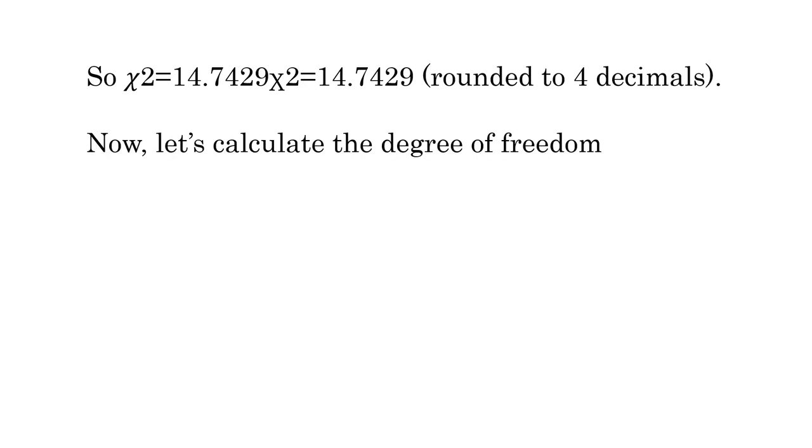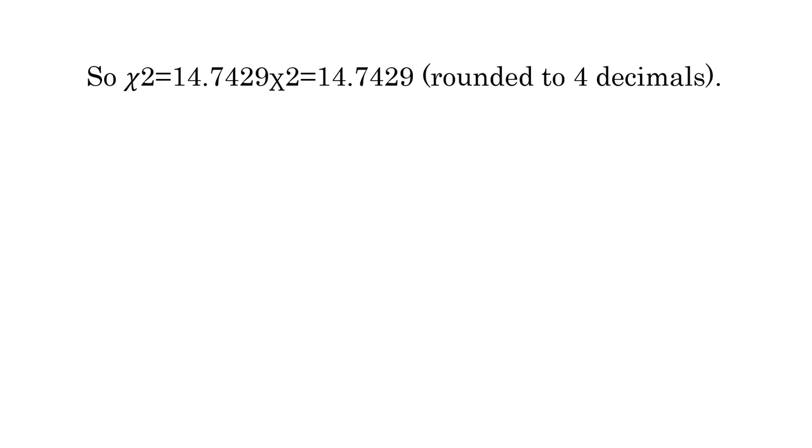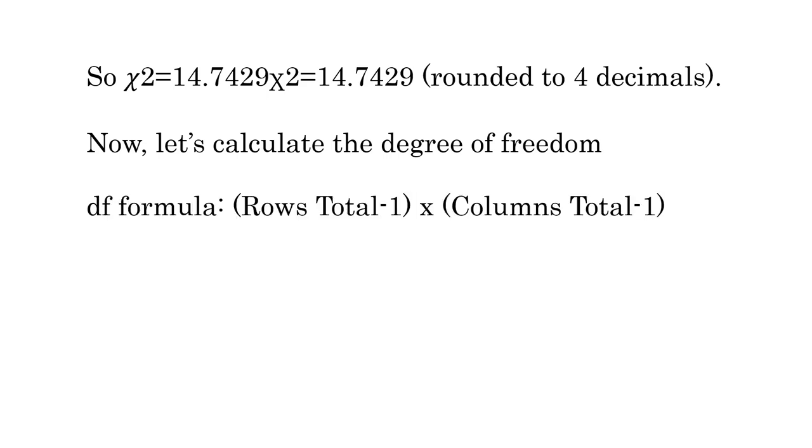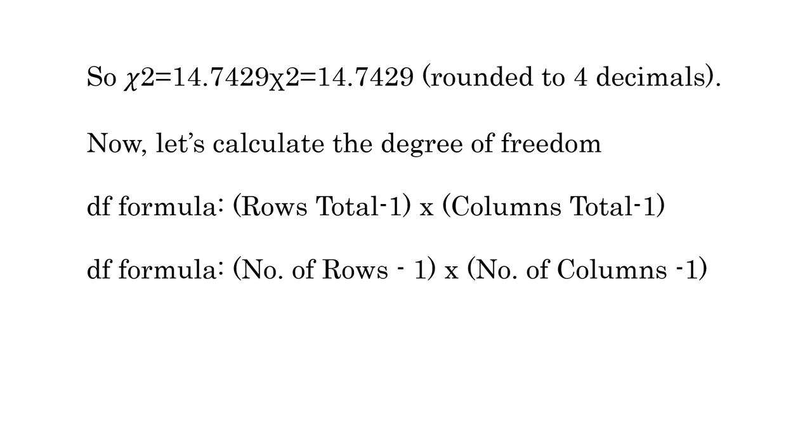Now we have to calculate the degree of freedom. This calculated chi-square value we have to compare with the standard critical chi-square value at degree of freedom 4 and at 0.05 significance level. Normally this critical table value is given in the examination, so you need not search for it. Since there are 3 rows and 3 columns, that is a 3 by 3 data set, the formula for the degree of freedom is (rows total minus 1) multiplied by (columns total minus 1). Putting in the values, 3 minus 1 multiplied by 3 minus 1 is 2 multiplied by 2, equal to 4.